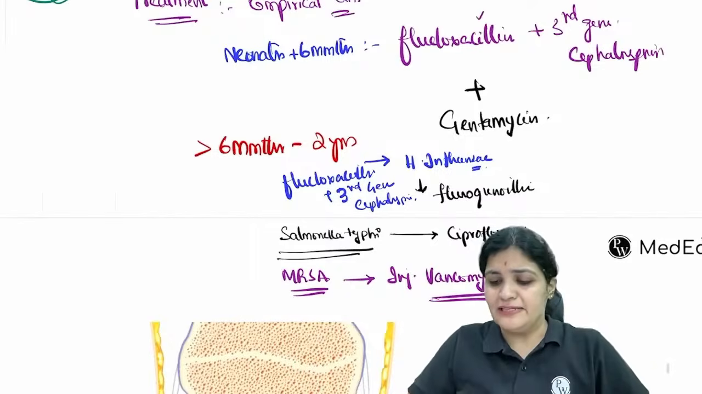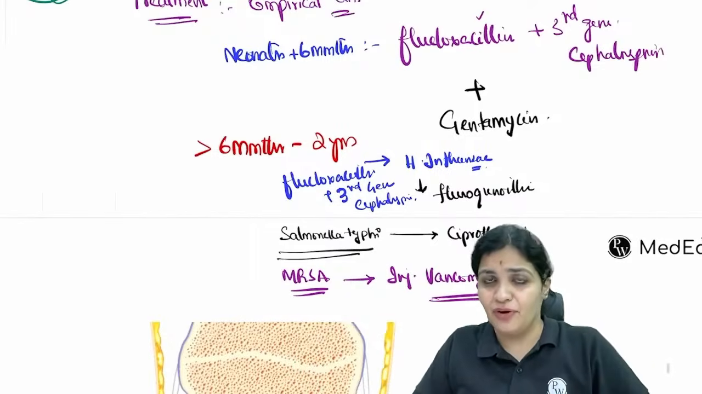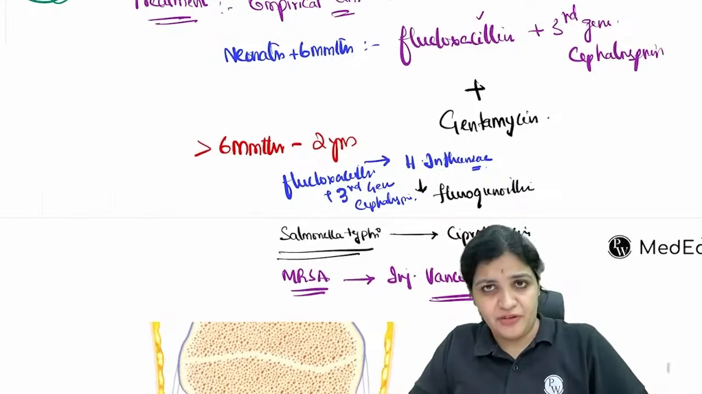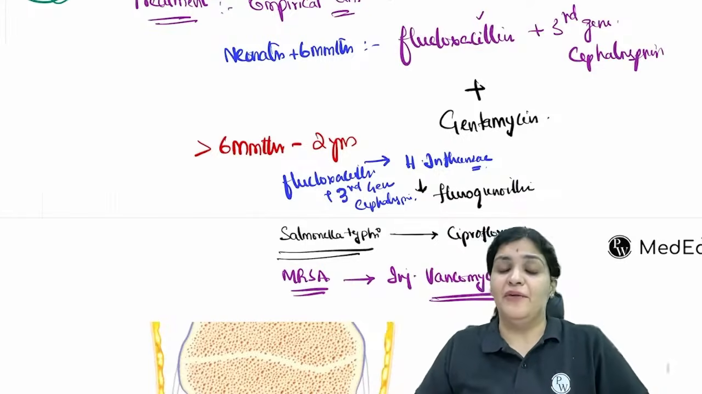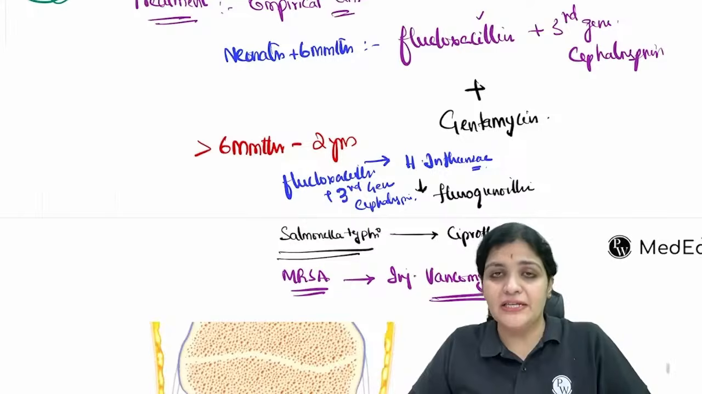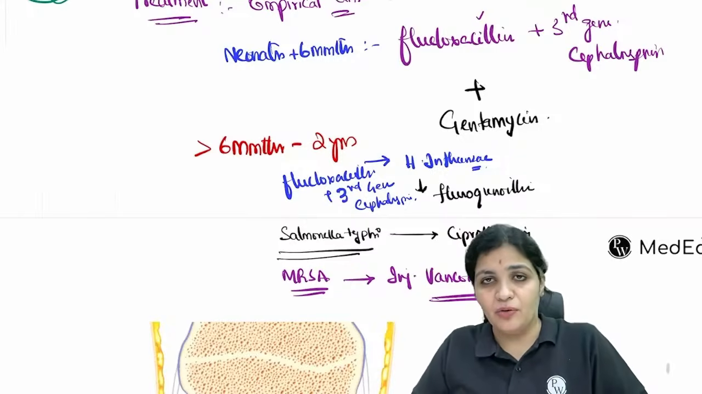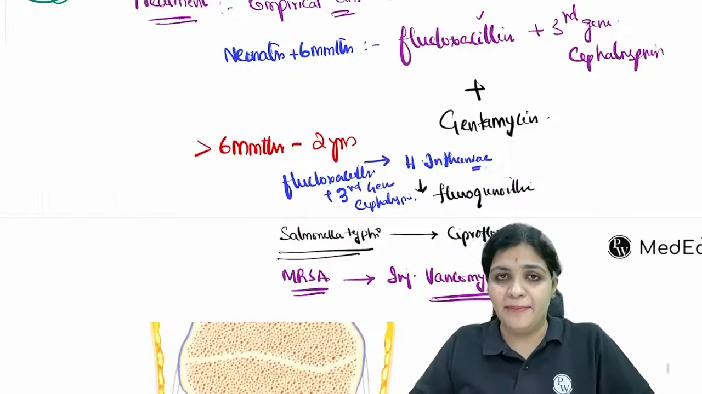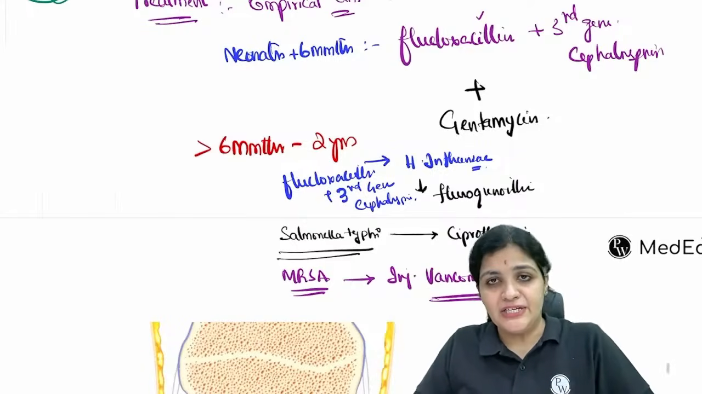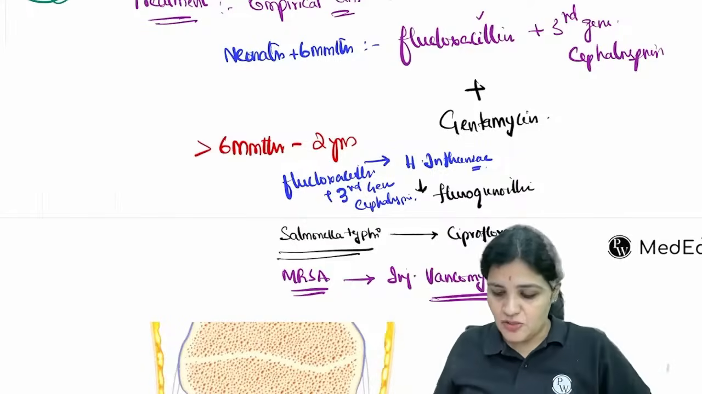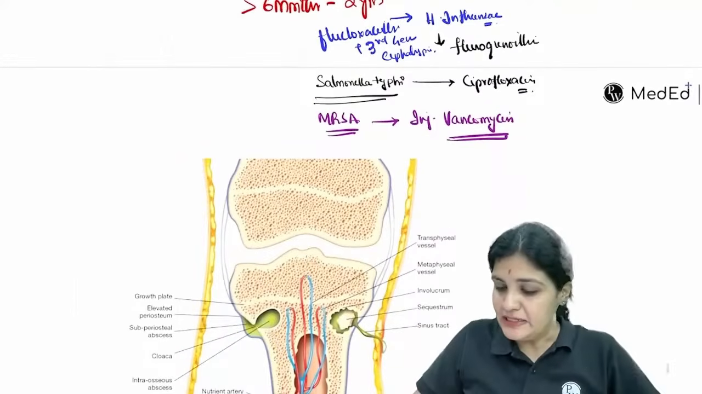So flucloxacillin is one of the most important for Staph aureus, and then your third generation cephalosporins will do really well. And whenever you are in doubt, you can still add gentamicin for it, or if it is Salmonella typhi you go for ciprofloxacin, or if it is MRSA you go for injection vancomycin, right? So then what is the surgical treatment?